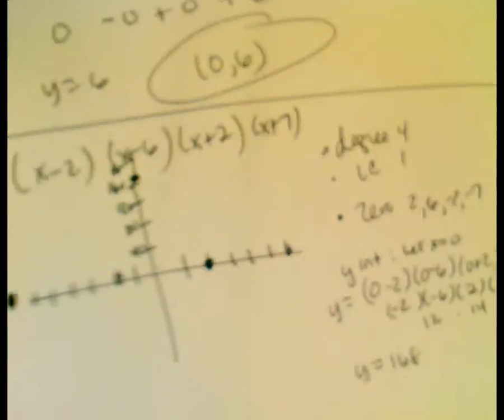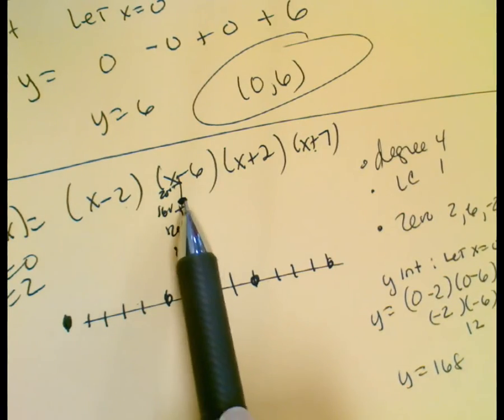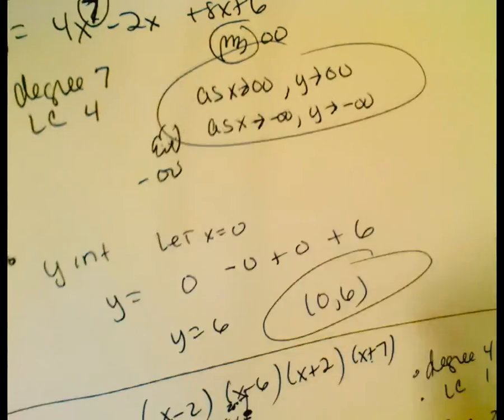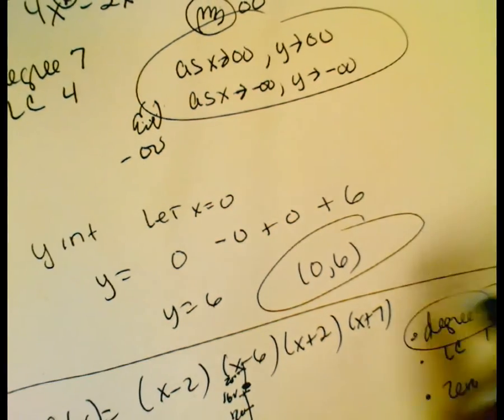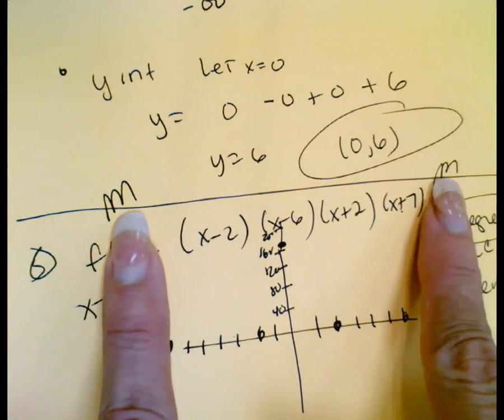Zeros and end behavior. So these are 4 zeros. This is a y-intercept. Some people call that a 0, but I just call it a y-intercept. And then end behavior. So remember, it was a degree of 4. So my ends are going to go like this. Okay, they're up here. Can you guys see these? Oh, my ends are both up here.